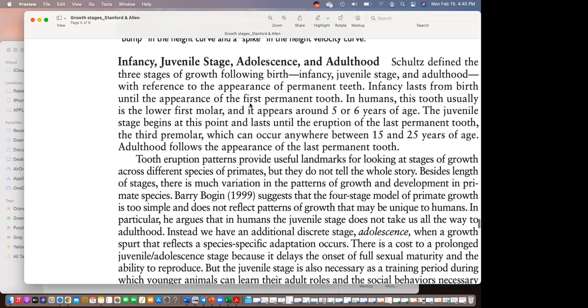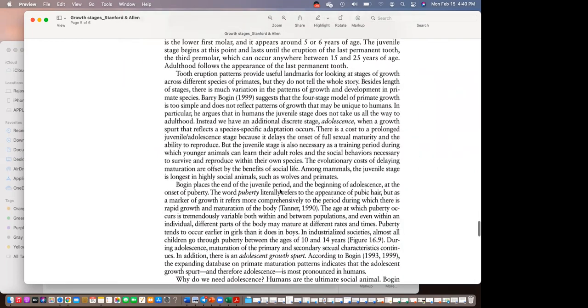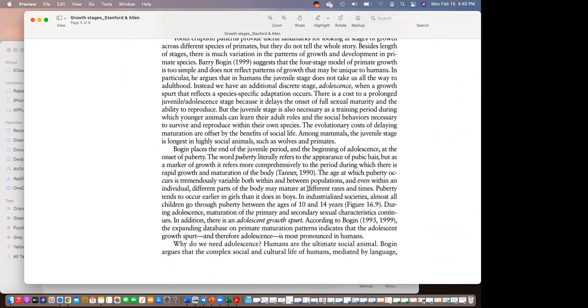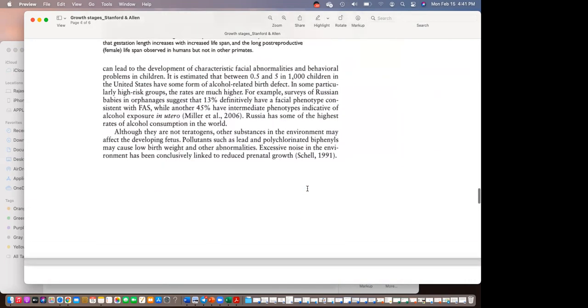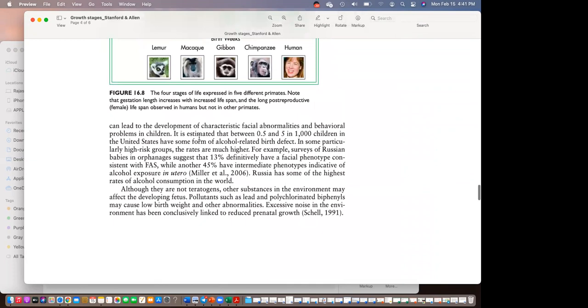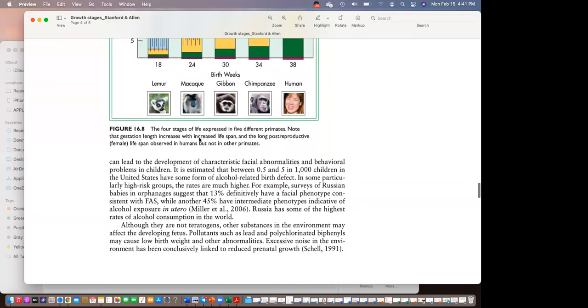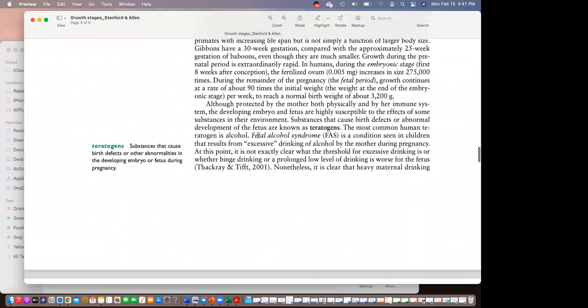Where there was adolescent growth, they talked about populations here. Yes, FAS, fetal alcohol syndrome, they call it. Yes, they introduce it here.